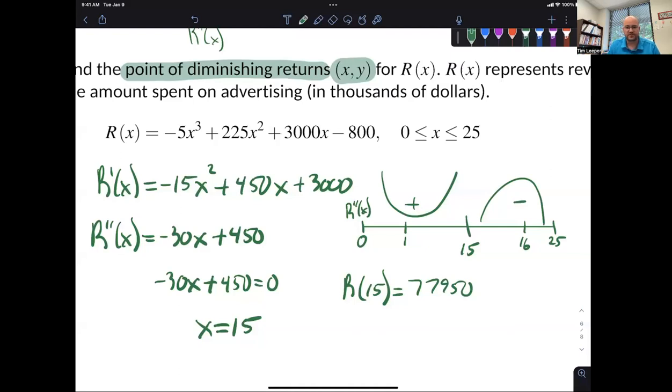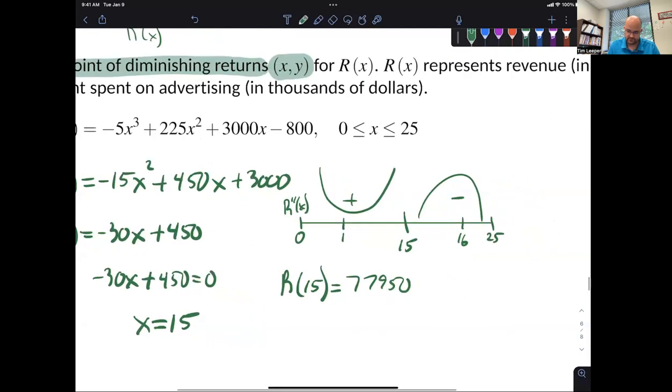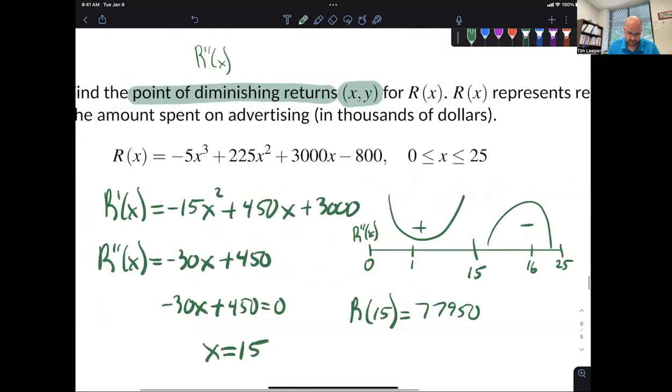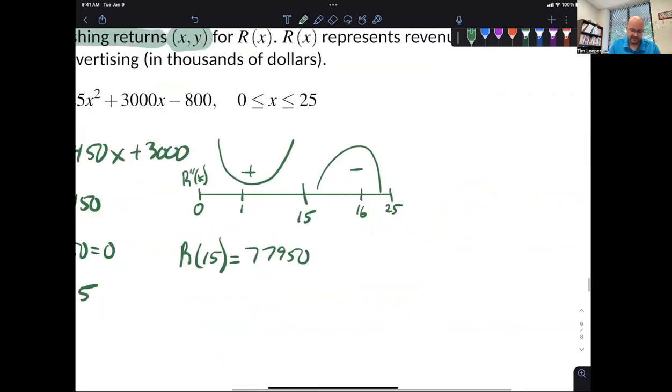That is the point of diminishing returns. That's not the maximum revenue. That's just the point of diminishing returns for advertising dollars.